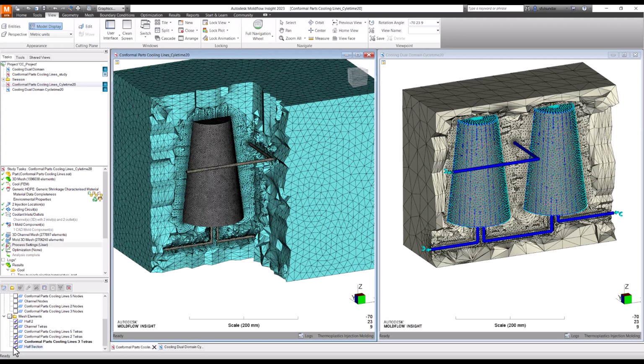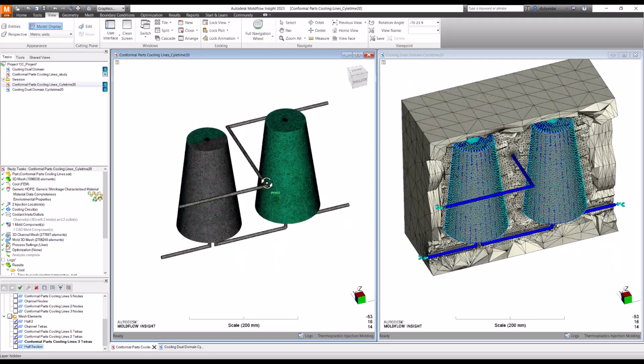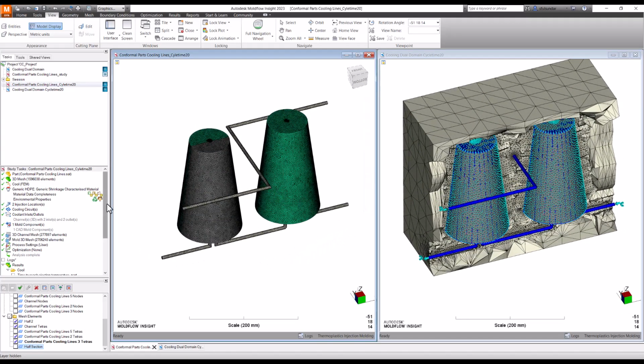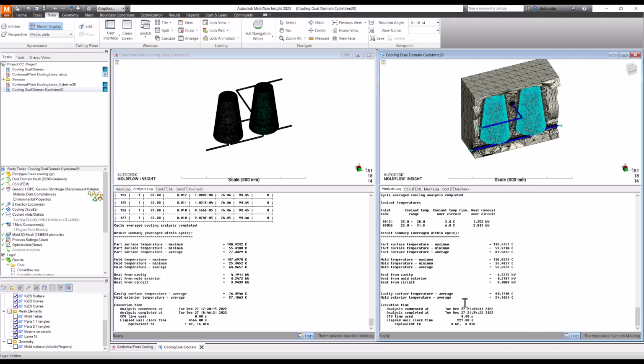For the understanding purpose, I cut the part so that I could see the mesh clearly. You can also do this as per your convenience. So the first result that I would like to view is the log, and the most important thing is how much time it took to run the analysis.